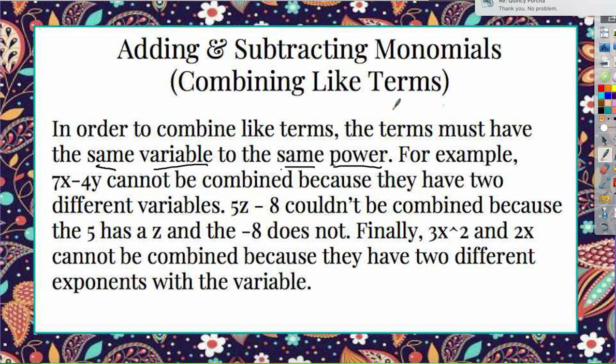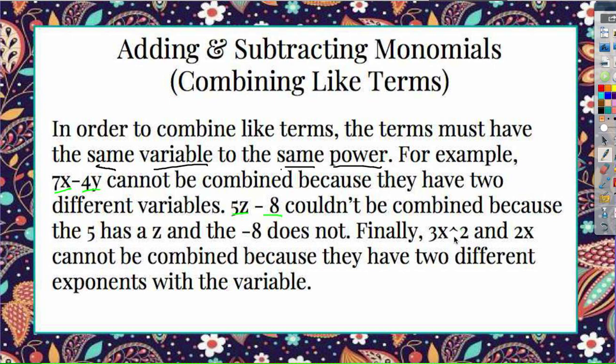So, for example, 7x minus 4y, well, I can't put the 7 and the 4 together because this has an x and this has a y. Another example would be 5z minus 8. I can't put these two together because 5 has a z with it and the minus 8 does not have any variable whatsoever, especially not a z.